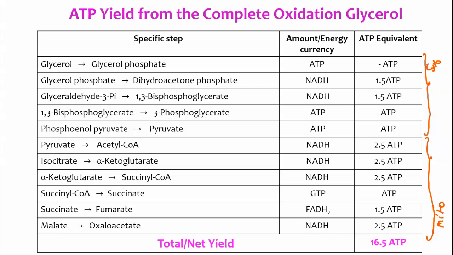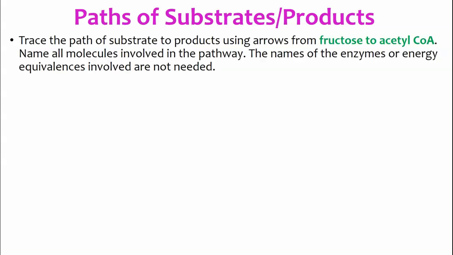And now we go to the next part of this, which is tracing the paths of products and substrates. So here we'll be talking about the paths of substrate and product. What do I mean by that? We want to know if glycolysis goes to, let's say, acetyl-CoA, what path did it take? Usually we tell students to do this with their metabolic pathway, but to be able to trace the paths correctly, you need to understand the flow in a metabolic pathway. So usually you see the question like this. It says, trace the path of substrate to product using arrows from fructose to acetyl-CoA.